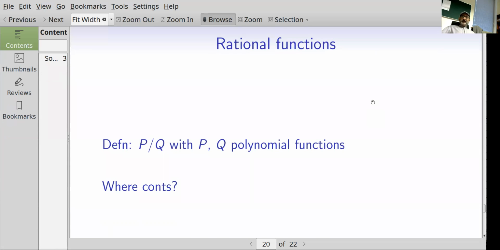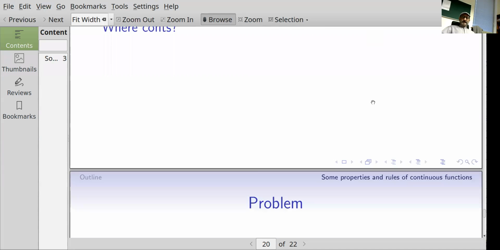Okay, another important class of functions are the rational functions. These are of the form p over q, where p and q are polynomial functions. Where would these be continuous? Well, it's the quotient of functions which are continuous everywhere. So they are continuous everywhere except when q takes the value 0.